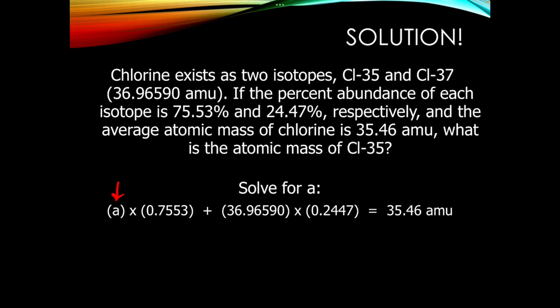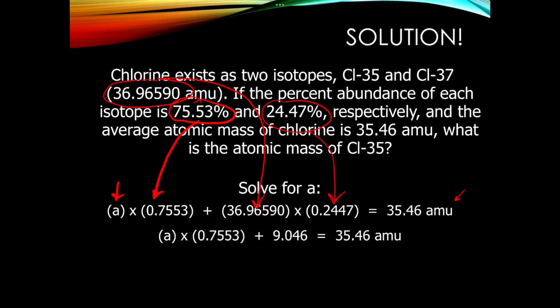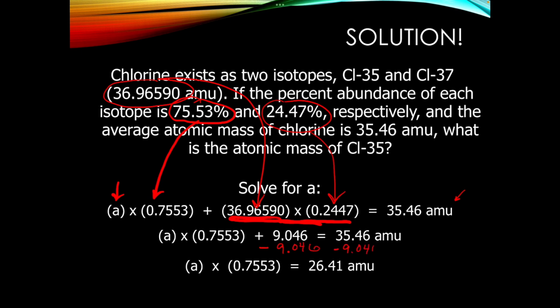So mass that we don't know times our percent, and remember, our percent needs to be as a decimal. And then we're gonna take our second mass times the second percent. Okay, and then we already have our average atomic mass. So we're going to fill that in there. So now this just requires a little bit of algebra. Okay, so we'll multiply these two numbers together, and when we multiply these two numbers together, we get 9.046. Okay, so we'll subtract that from each side. So we'll go minus 9.046 from both sides. And that will get us what you see down there.